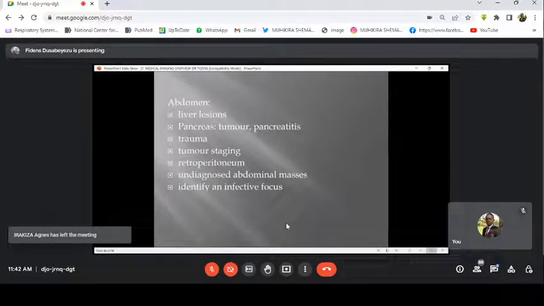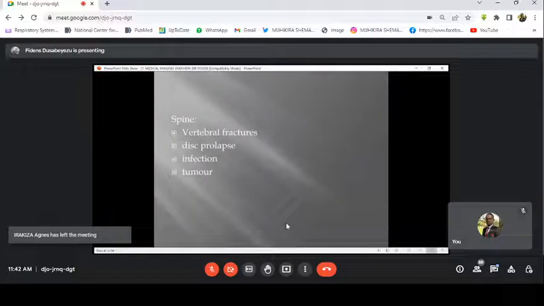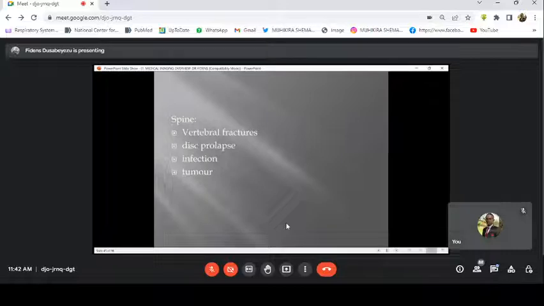Let me request a CT scan. For the spine, CT is very good in demonstrating vertebral fractures. Prolapse or disc herniation, CT scan is not that good. MRI is the best, but CT can still give some idea, some orientation. For infections of the spine, CT is good enough, but MRI is better. For tumors, CT is good, but MRI is still better. All right.